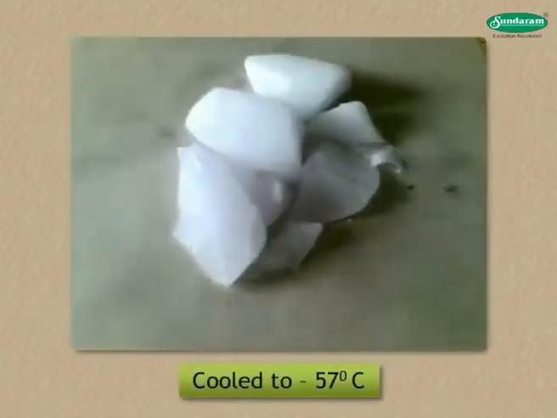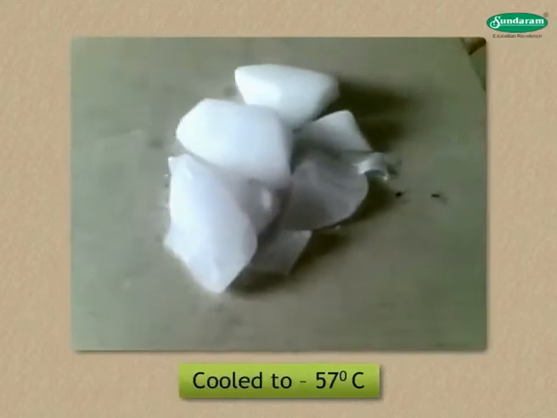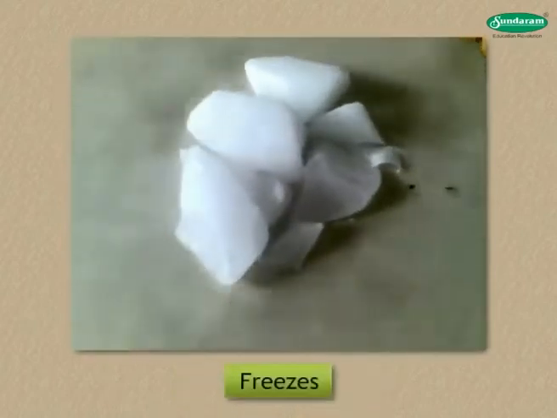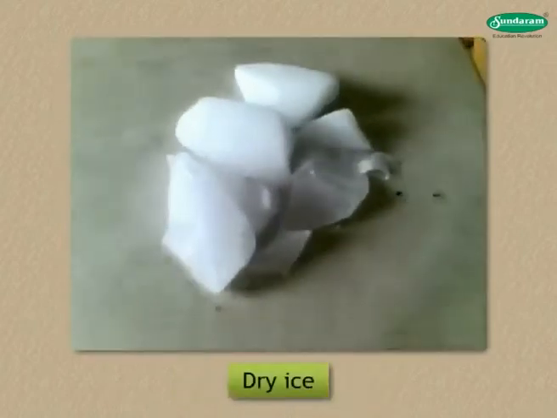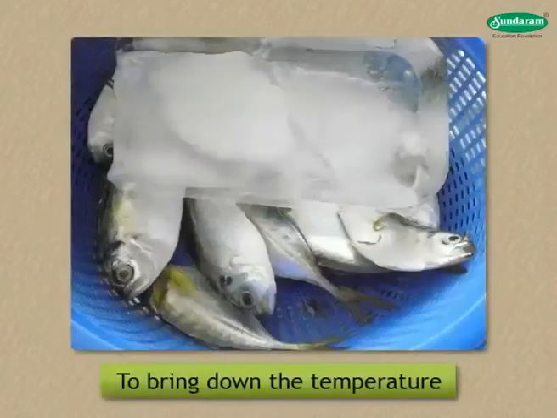Have you ever heard of dry ice? If carbon dioxide is cooled to minus 57 degrees Celsius, it freezes. In this form, it is called dry ice. It is used to bring down the temperature of a substance suddenly. It is also used for preserving foodstuff. Now let us move on to the study of water vapor.